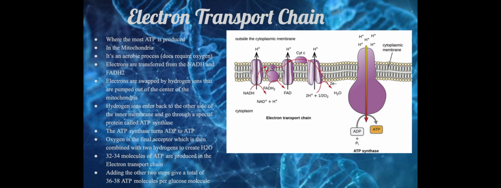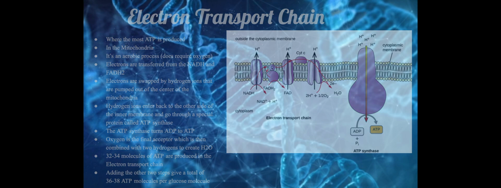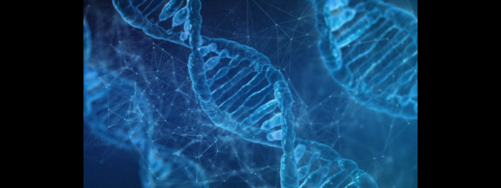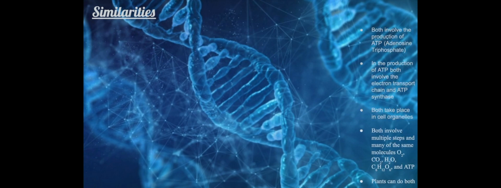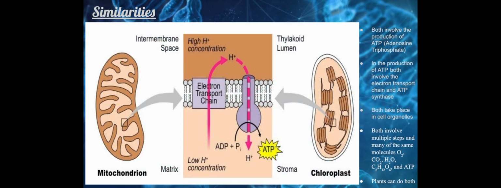Now, with that is the process of cellular respiration and photosynthesis. However, let's go into the similarities with each other. Now, they actually both involve the production of ATP or adenosine triphosphate. And in the production of ATP, both involve the electron transport chain and the ATP synthase, which we reviewed and studied, that the ATP synthase adds a phosphate to ADP and turns it into ATP.